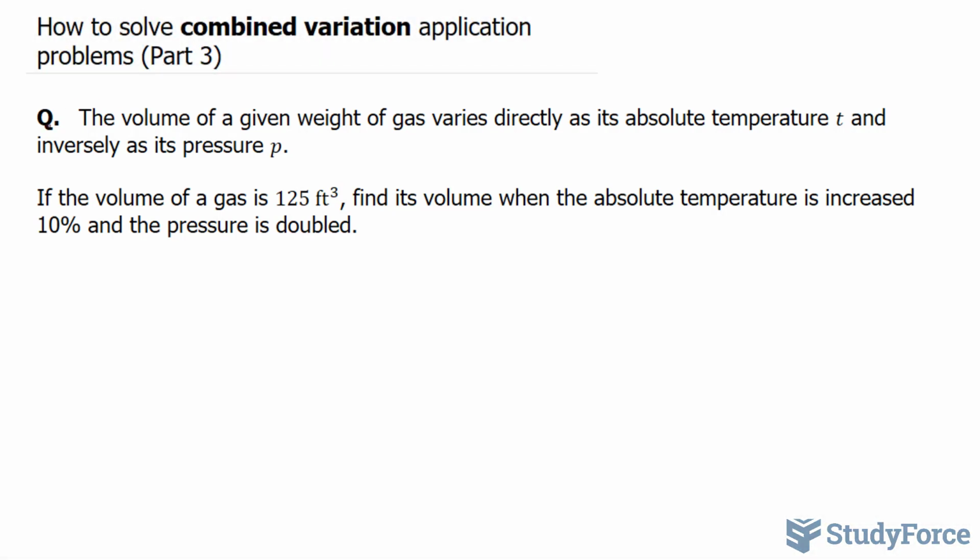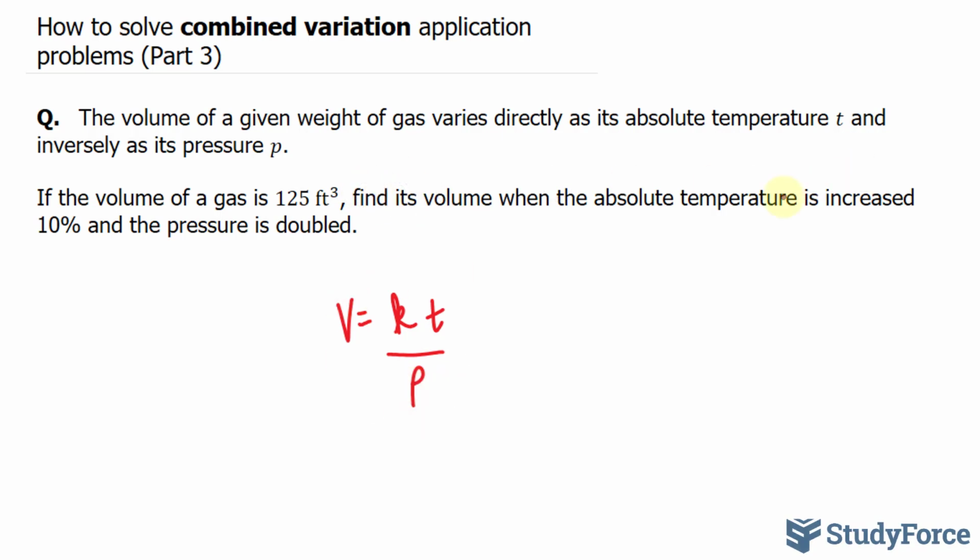So let's start by creating an equation with this description. V for volume is equal to K, our constant, and it varies directly as the absolute temperature T. Feel free to put T in absolutes, but it doesn't really matter here, especially for the type of information they've given us. And inversely as its pressure P. Inversely means that we will divide by P. We now have our equation, and we will now modify it based on what's written here.